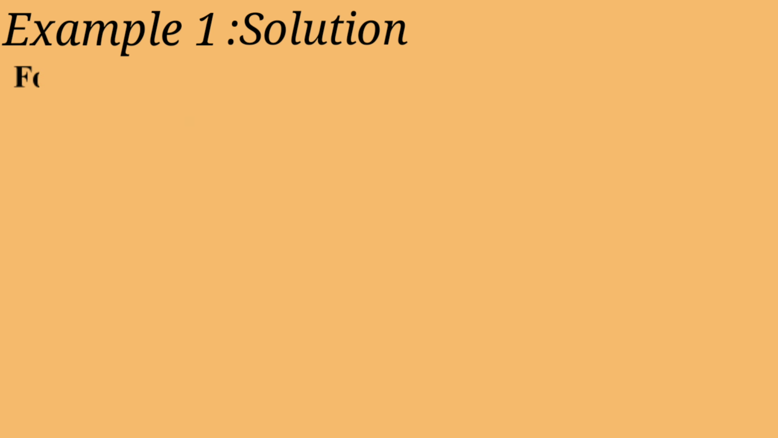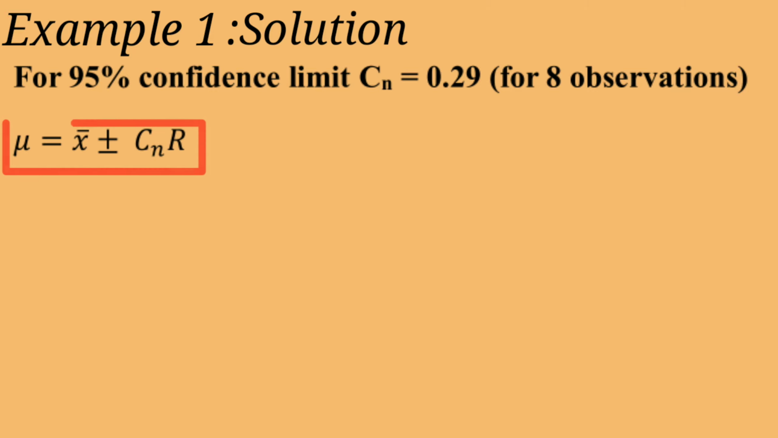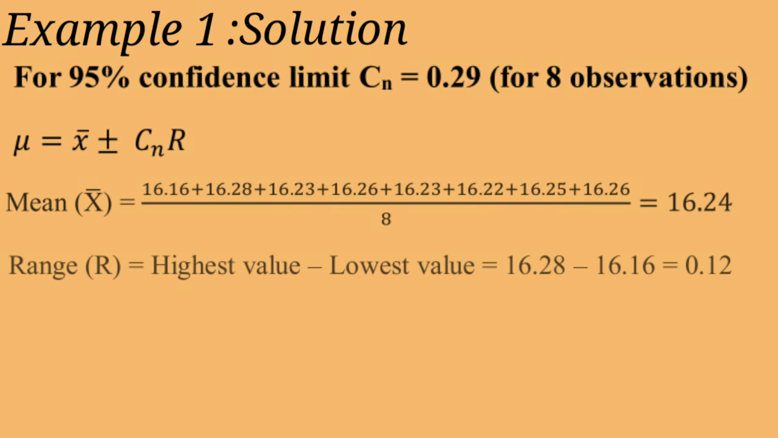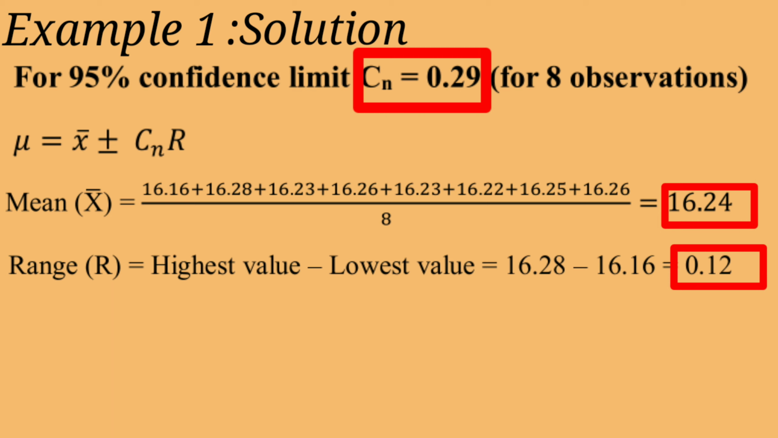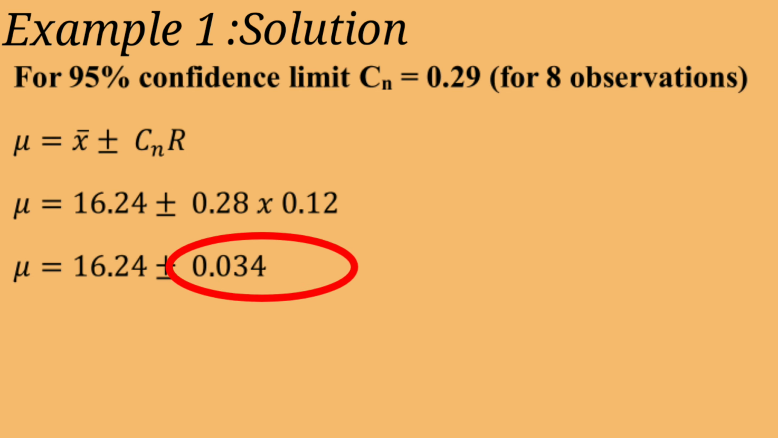As we have already seen from the table, for 95% confidence limit, the value of Cn is 0.29 for 8 observations. Therefore, we have to use the formula mu equals x bar plus or minus Cn into R. On substituting the values of x bar, Cn and R, we get the following equation. On further calculation, 0.29 multiplied by 0.12, we get 0.034.